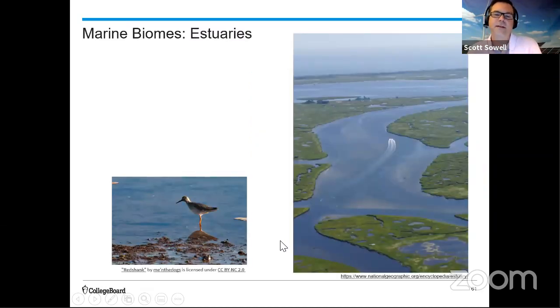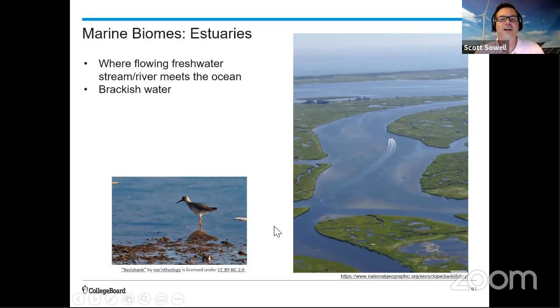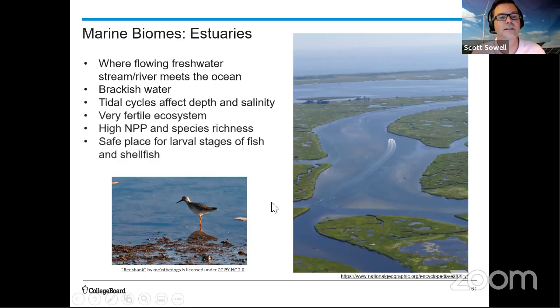Then we've got estuaries. Estuaries are the nursery grounds of the ocean. So it's where a flowing freshwater stream or river meets the ocean. The water is usually brackish. Brackish means not salt, not fresh, somewhere in between. Again, because there's tides up and down, it's going to affect the depth of the water and the salinity of the water. So organisms there have to have adapted to those changes. It's an insanely fertile ecosystem, huge NPP, huge species richness. And again, it's the nursery. It's characterized as a place where lots of larval stages of fish and shellfish and other organisms spend their time because it's a safe habitat for them to grow up in.